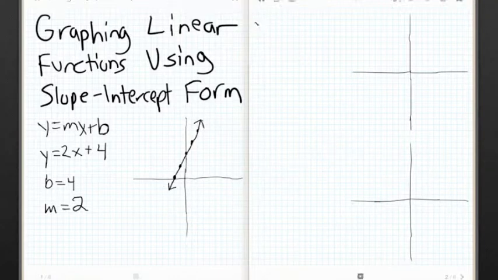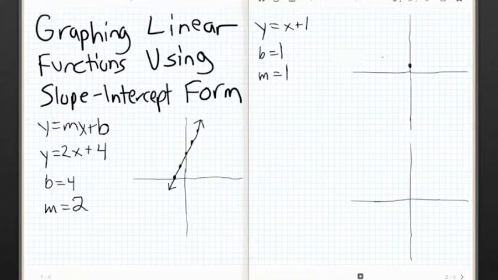Alright, let's do one more, y equals x plus 1. So here we have a y-intercept of 1 right there, and a slope of 1. So we go up 1 over 1, up 1 over 1. We could have lots of points really close together here, but that's just going to be more work. So let's just trace this line up.